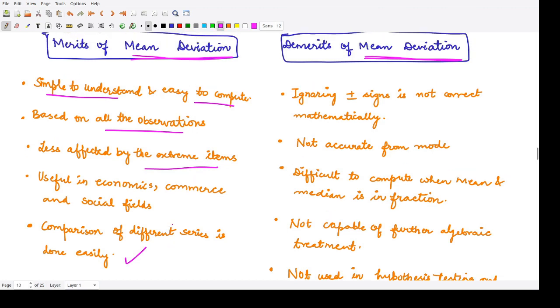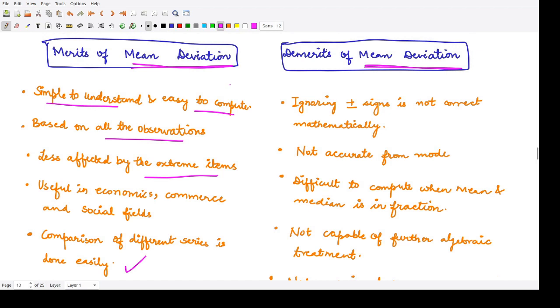But here the major limitations are that the signs of the deviations are ignored. This is not mathematically correct, because by plus deviation, suppose this is your mean or median, that means your data value would lie somewhere here after this mean. And by minus value, your data value would lie somewhere here. This is not correct mathematically, because that would change the position of that particular data point. Then it is not that accurate when you calculate it from mode. That is why we have not studied mean deviation about mode.